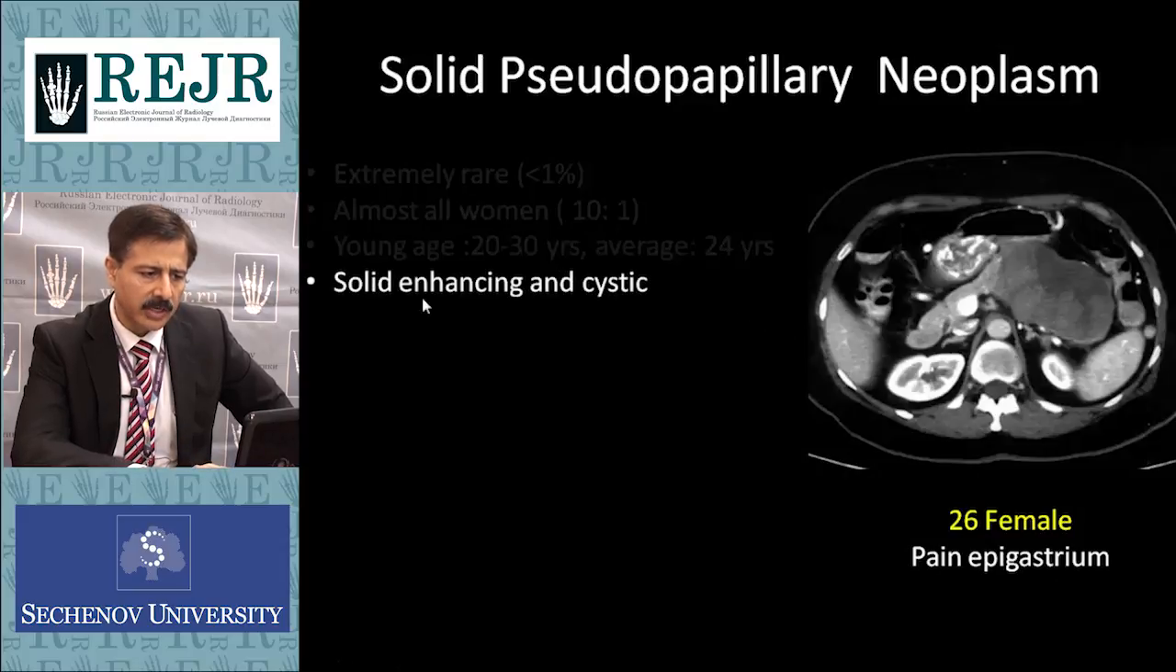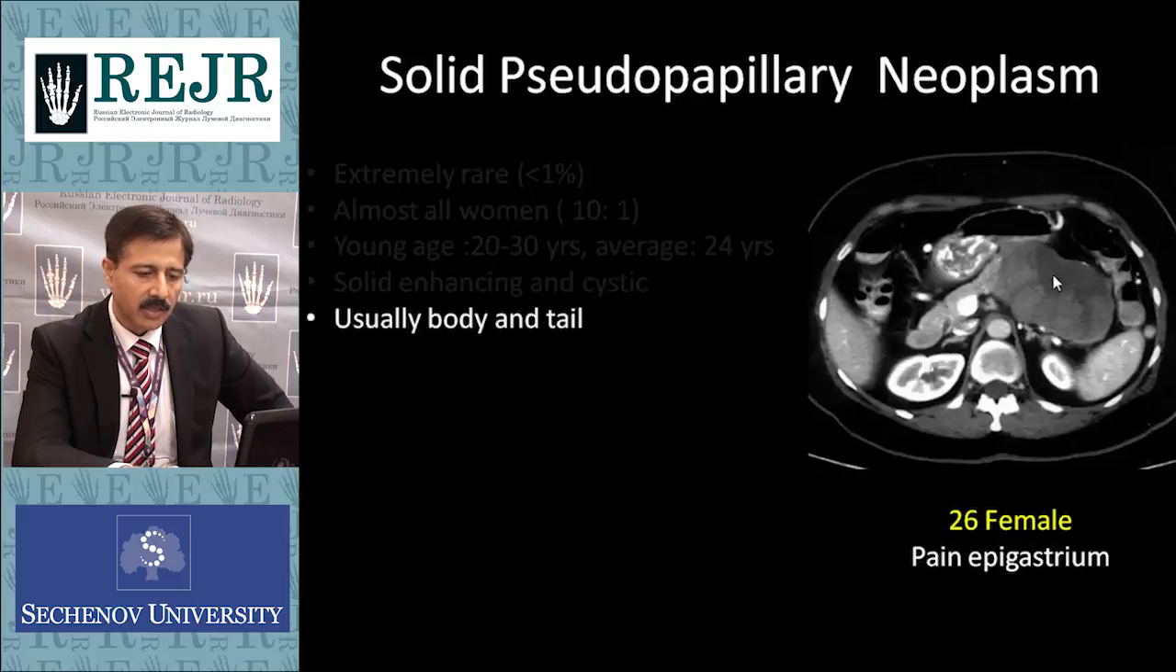They have solid enhancing and cystic components. If you see here, in literature, some people have elaborated that this is hemangioma-like enhancement in the periphery, and then there is a cystic component. Sometimes these lesions also have internal hemorrhage. Usually they are seen in the body and tail of the pancreas.